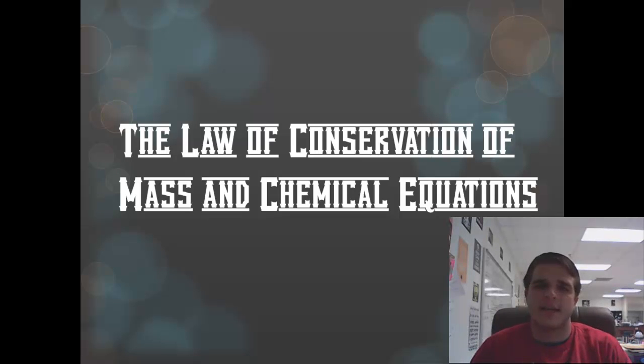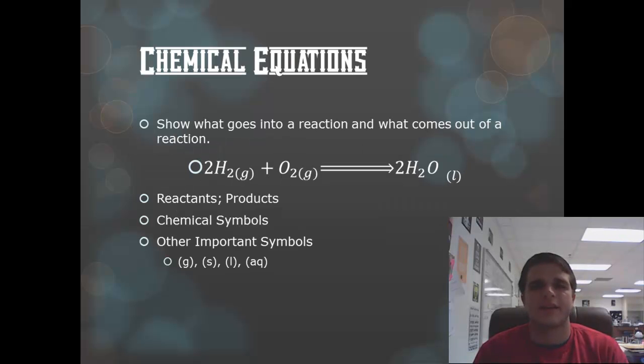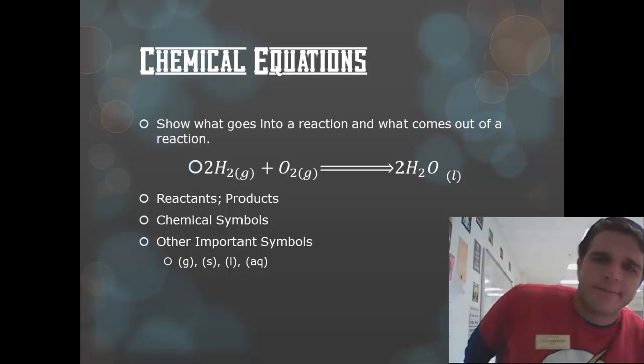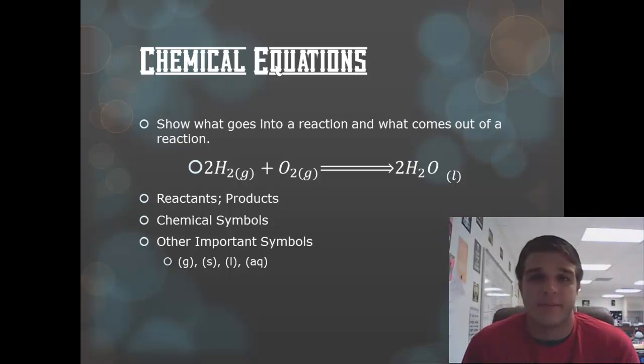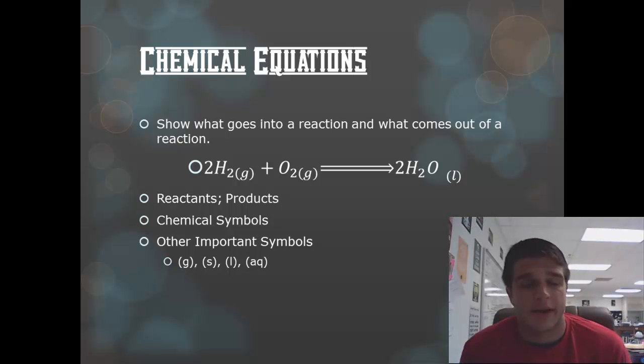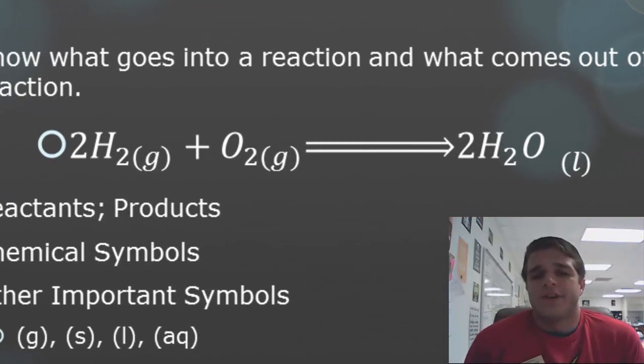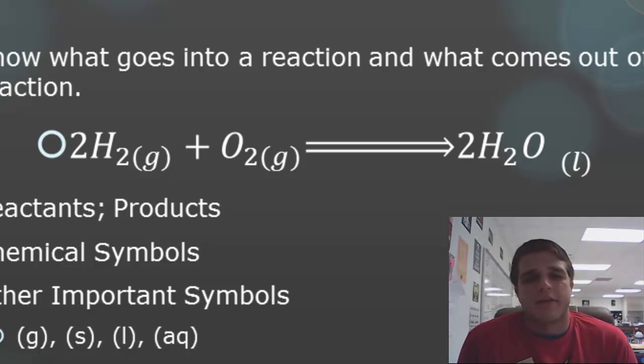Again, I'm Mr. Hawkins, and today for this lesson we're going to be talking about the law of conservation of mass and using it in terms of chemical equations. This is where we get into things like balancing equations, which we're going to learn about today. So let's take a look at chemical equations. You've seen these before in middle school and you'll see them until you graduate. Chemical equations are just a visual representation of things that occur in either the lab or in nature. They show what goes into a reaction and what comes out of a reaction.